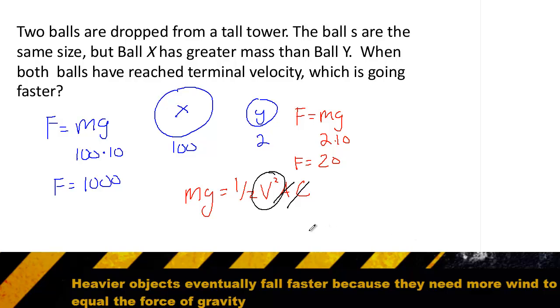So if we look at our two different scenarios, one where the mass times the gravity is 1,000, and the other where the mass times the gravity is 20, if we want to have more wind resistance pushing up, the only way we can do that is to increase our velocity. In summary, both objects initially will start to fall at the exact same rate. However, because X has a larger mass, it's going to require more velocity to slow it down.